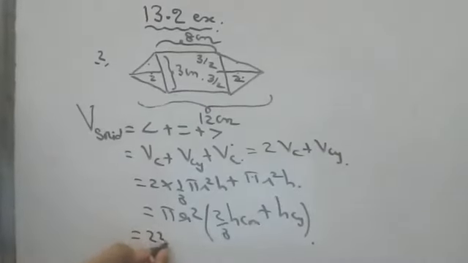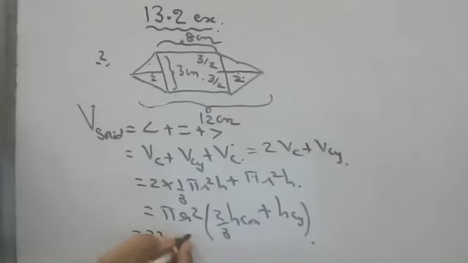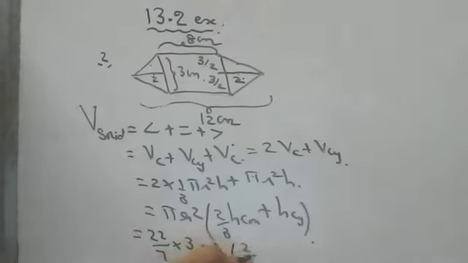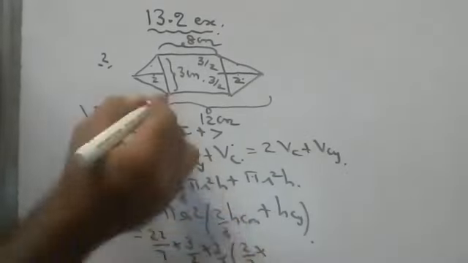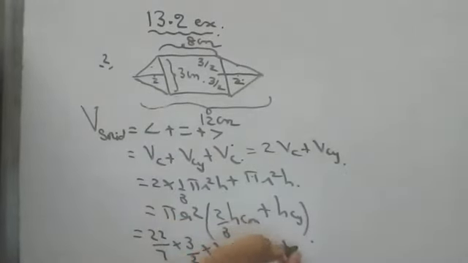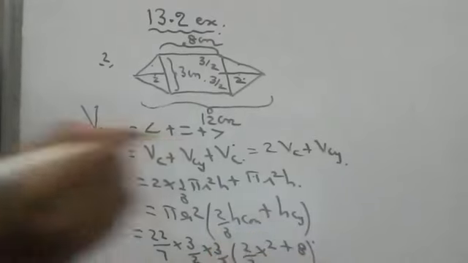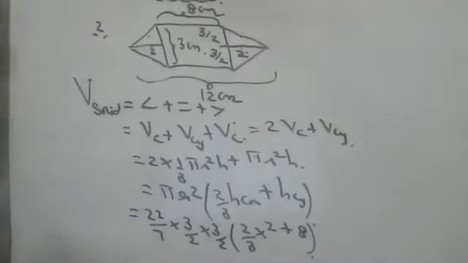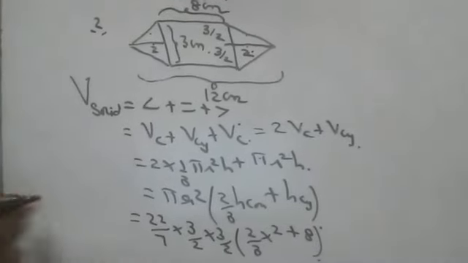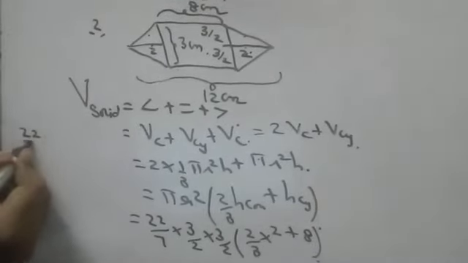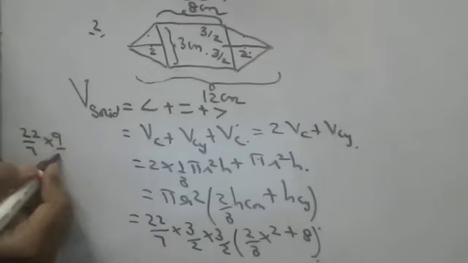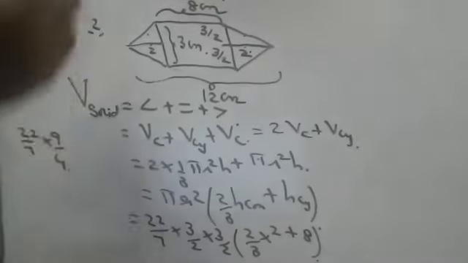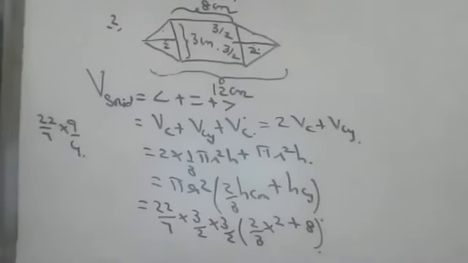So 22 by 7 into 3 by 2 into 3 by 2 into 2 by 3. Height of cone is how much? 2, plus height of cylinder is 8. Please copy down along with me. I'm doing here. So 22 by 7 into 9 by 4. After this 9 by 4 is there. 22 by 7, I'm rubbing this.